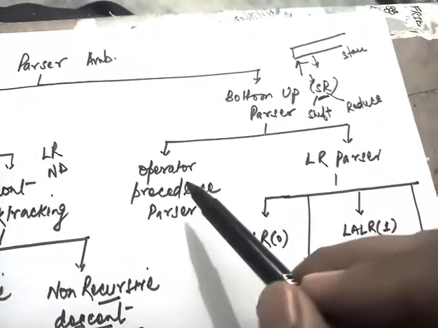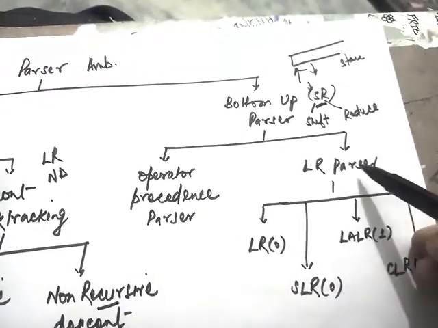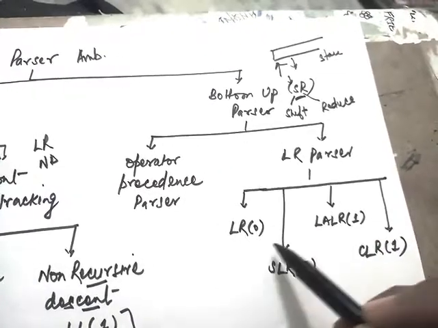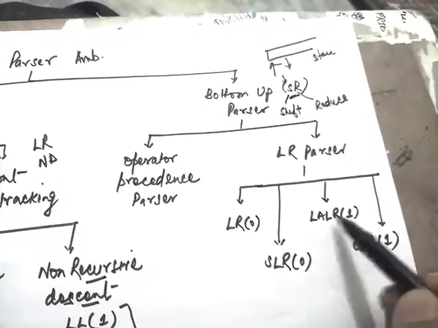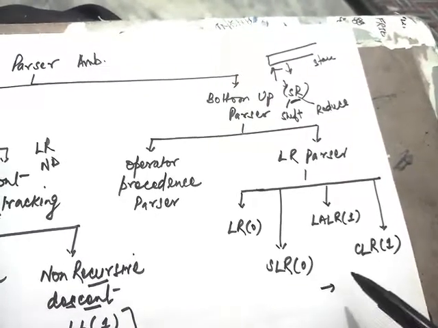Again, the bottom up parser is divided into two parts: operator precedence parser and LR parser. LR parser is again of four types: LR0, SLR1, LALR1 and CLR1. So we will discuss all these parsers one by one.